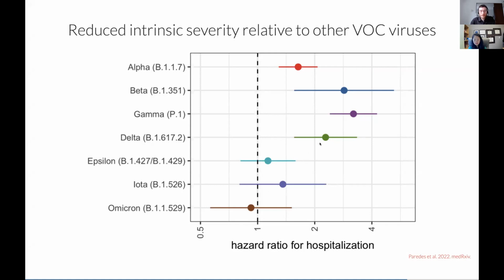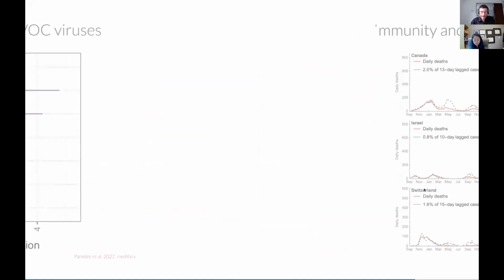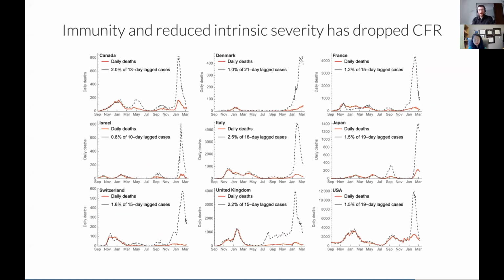And this is really nice to have happened. It's not clear if we could re-evolve this more severe phenotype. That is something to be concerned about. But fortunately, where we stand today is that, due to this reduced intrinsic severity as well as population immunity, we've had a very significant drop in case fatality rate across many geographies.